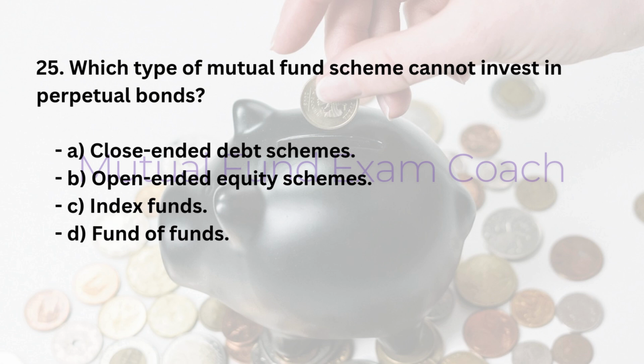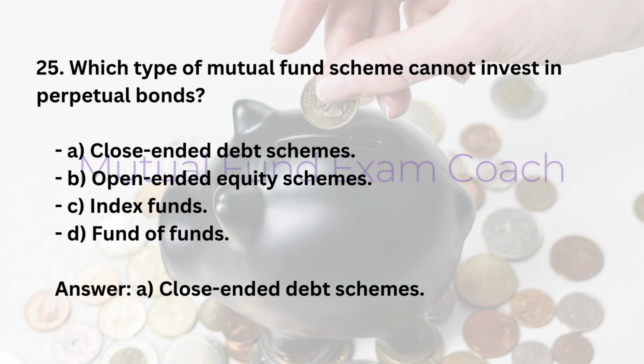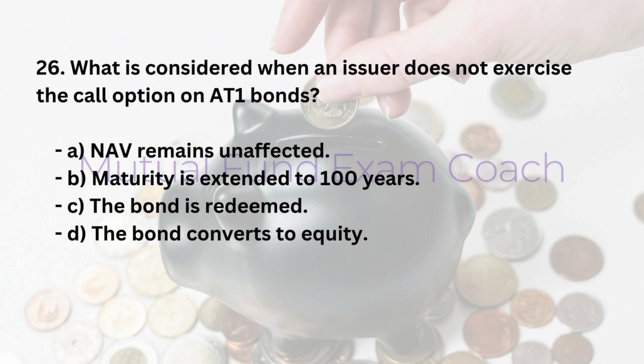25. Which type of mutual fund scheme cannot invest in perpetual bonds? A. Close-ended debt schemes. B. Open-ended equity schemes. C. Index funds. D. Fund of funds. Answer: A. Close-ended debt schemes.